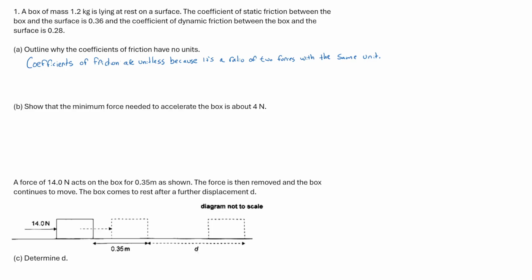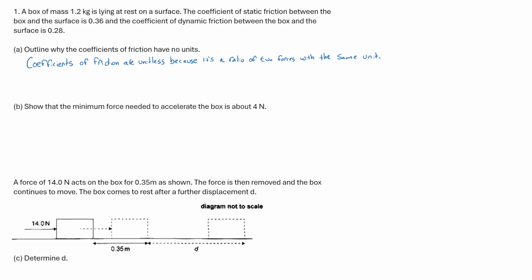IB Physics M2025, Time Zone 1, SL Paper 2, Question 1. A box of mass 1.2 kilograms is lying at rest on a surface. The coefficient of static friction between the box and the surface is 0.36, and the coefficient of dynamic friction between the box and the surface is 0.28.